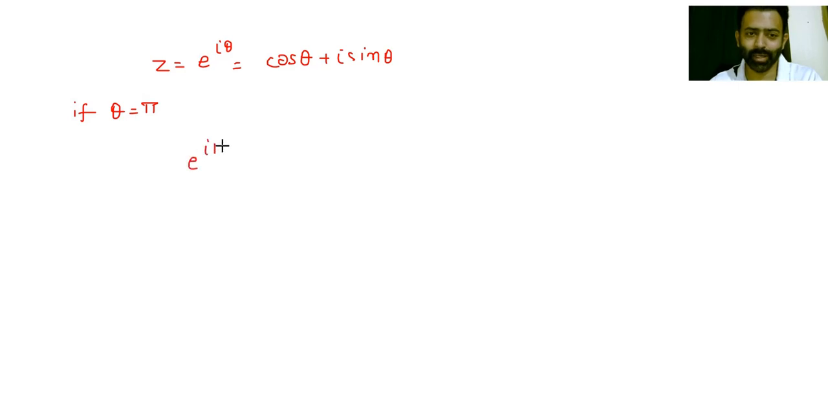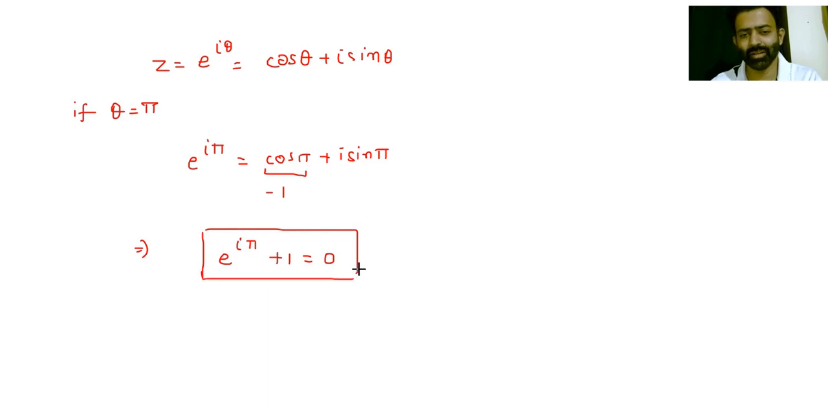So e raised to power i pi is equal to cos pi plus i times sin pi. Cos pi value is -1 and sin pi is 0. So we have a very important relation, which is e raised to power i pi plus 1 is equal to 0. Transferring this -1 to the LHS, you get a very beautiful equation: e raised to power i pi plus 1 is equal to 0, and this is your Euler's equation, given by the mathematician Euler.